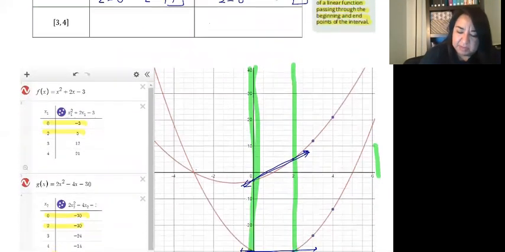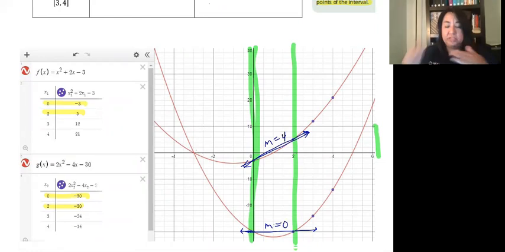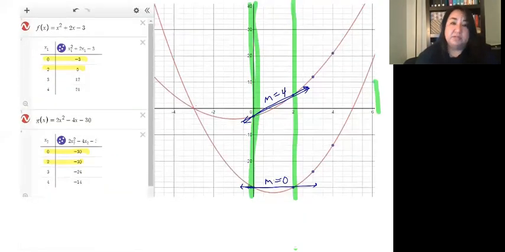And if you notice, that makes sense because this line, and I could use my slope triangles, has a slope of 4, and this has a slope of 0 because it's a horizontal line. There was no change vertically between those two endpoints because they had the same y values.